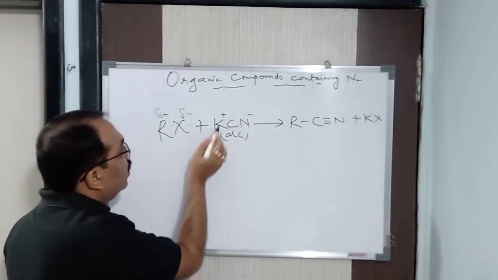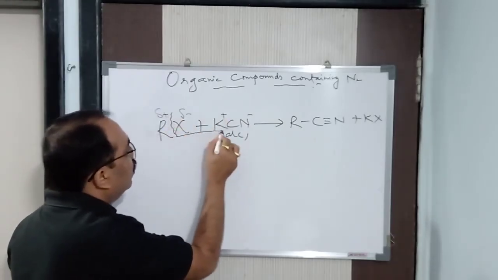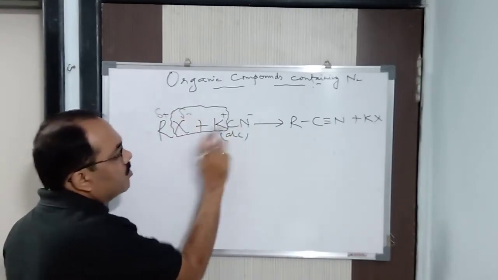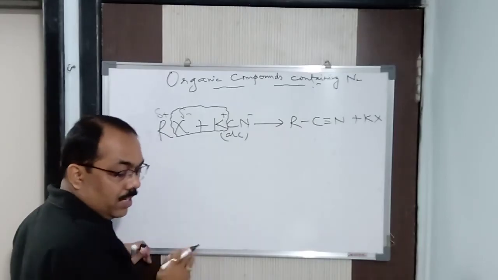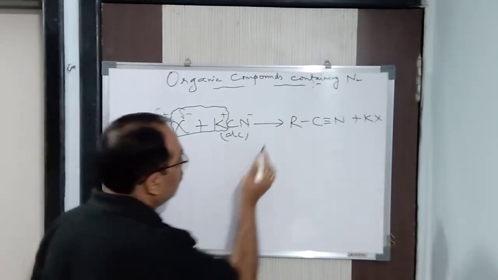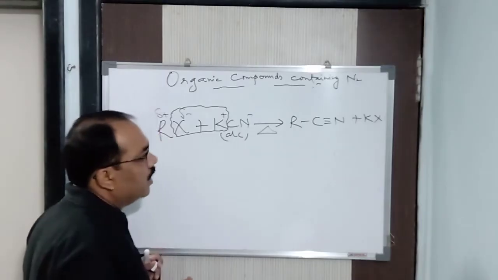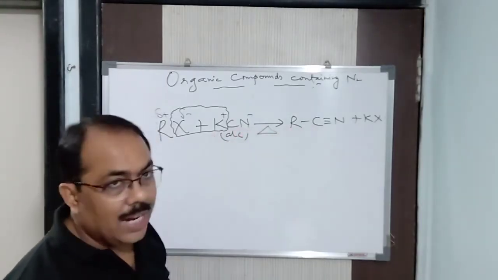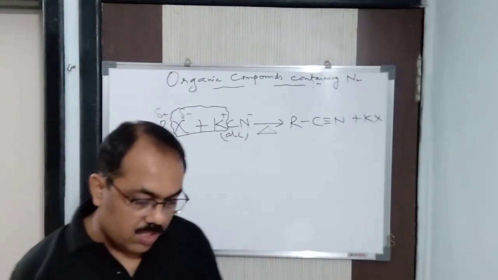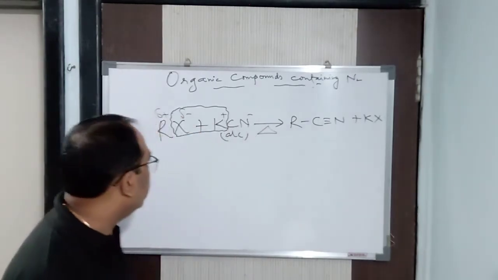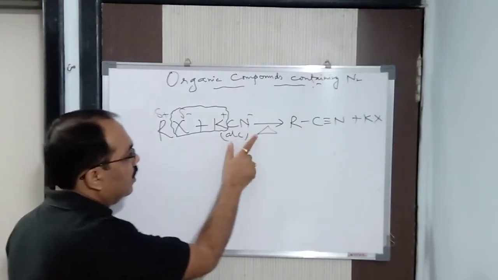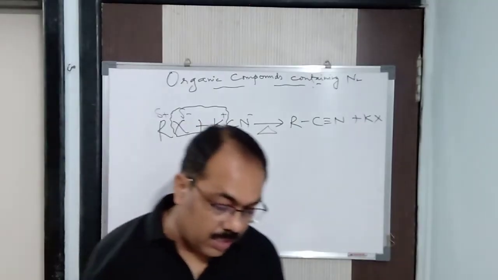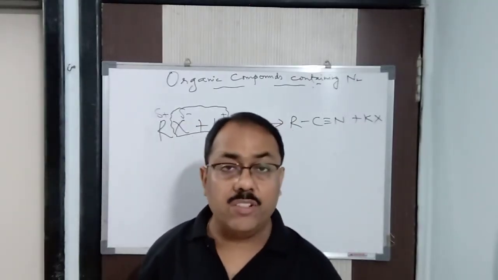Clear? So here K goes with X, very simple, positive and negative. And R goes with CN. Upon slight heating, we have to heat it slightly, you will be getting nitriles. If you take sodium cyanide also, the same result: you will be getting RCN and NaX. So if I take CH3Cl plus KCN, I will be getting CH3CN plus KCl. In this way you will be getting cyanides or nitriles.